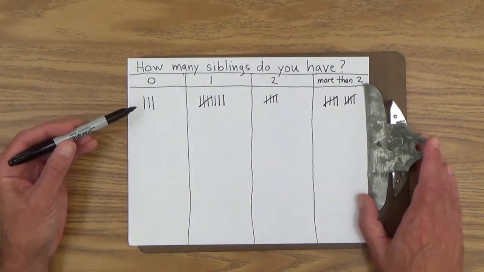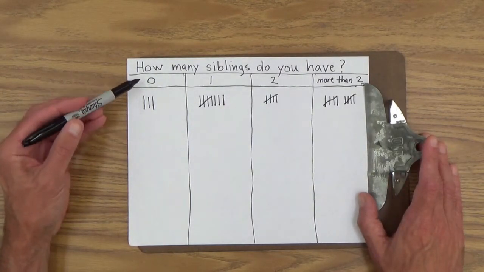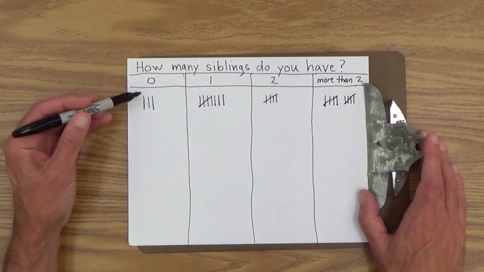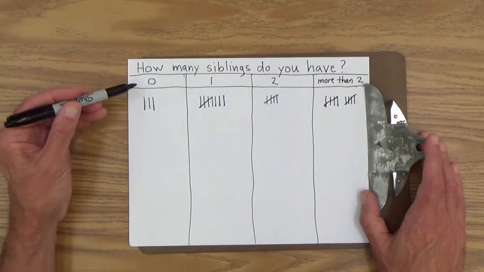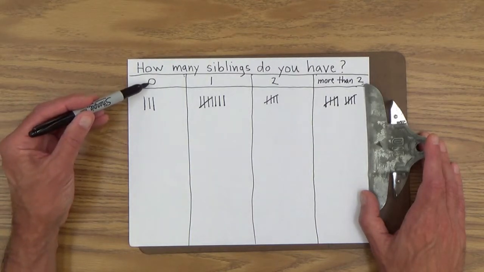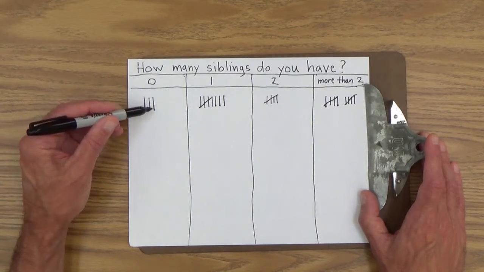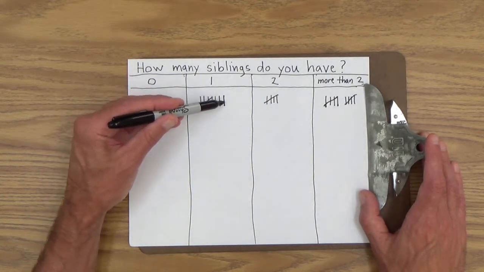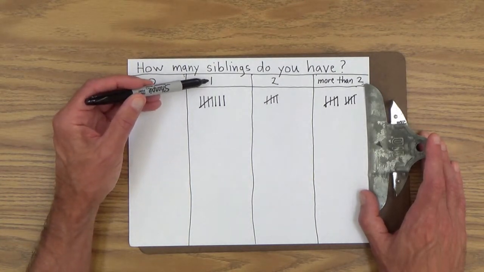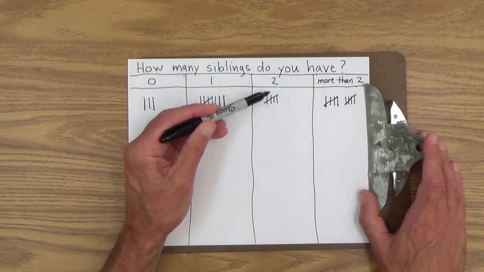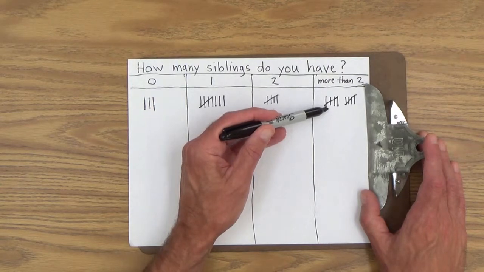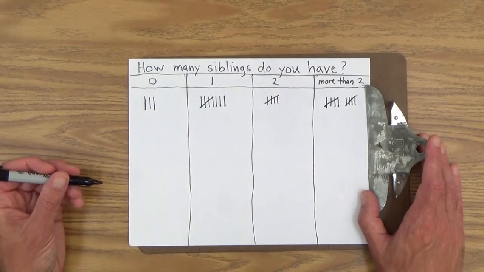And read the results. How many siblings do you have? 3 people, young children, said they didn't have any. 1, 2, 3. 5, 6, 7, 8 said they only had 1. 5 said they had 2. And 10 people said they had more than 2.